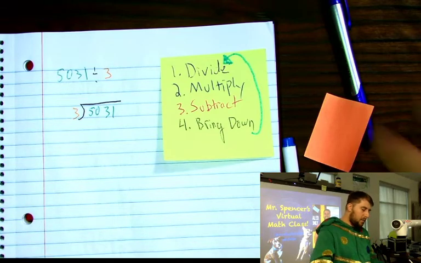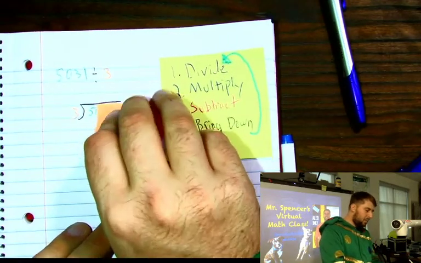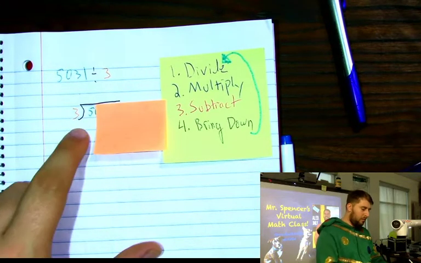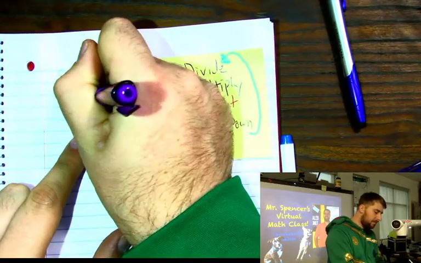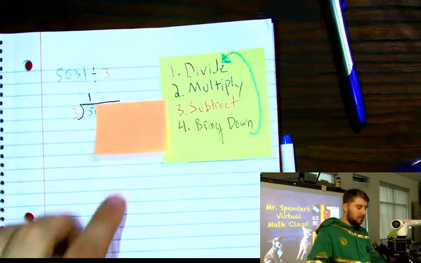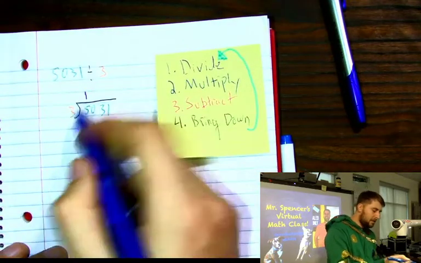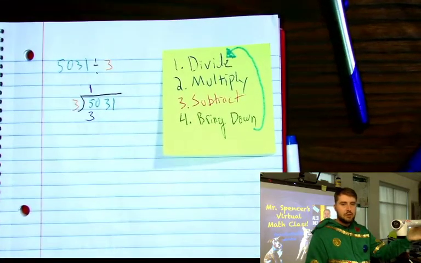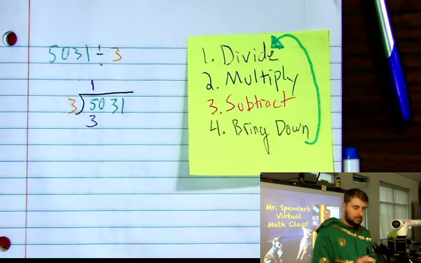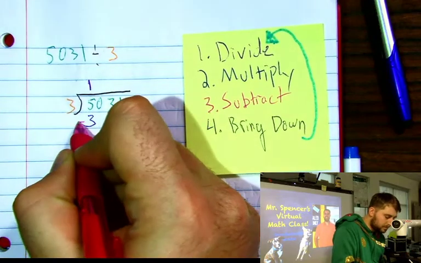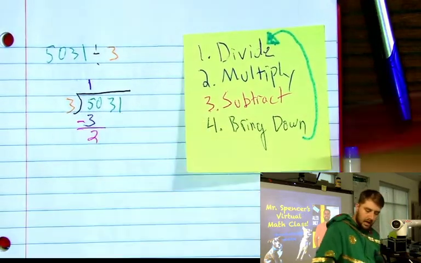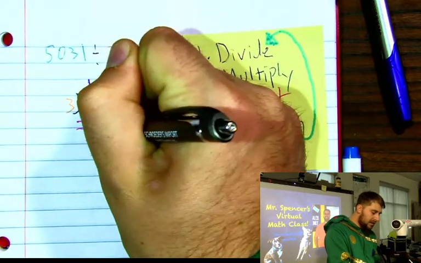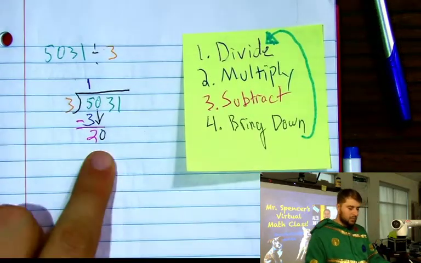So I know we're going to start with our first digit and divide. We're going to say, what is 5 divided by 3? Well, 5 divided by 3 is going to be 1. Then we're going to multiply. 1 times 3, which is 3. Next, we'll subtract 5 minus 3. 5 minus 3 is 2. And then our 4th step before we repeat is bring down. Awesome. So now we've got 20.